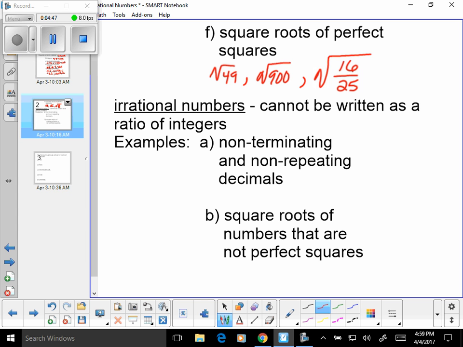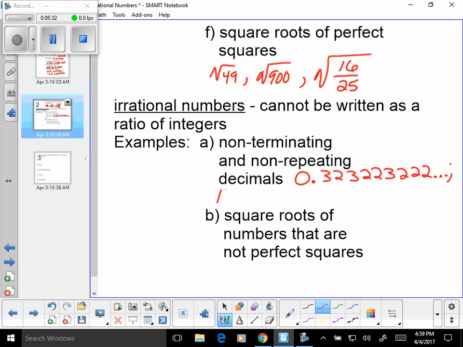Well, what about irrational numbers? Well, they're the ones that can't be written as a ratio of integers. What are some examples there? We have non-terminating and non-repeating decimals. You will have decimals like 0.3232, 3222, etc., etc., etc. Now notice that's not a repeating decimal because the pattern does not repeat precisely. First it's 3 followed by 1 2, then it's followed by a 3 and 2 2s, etc.